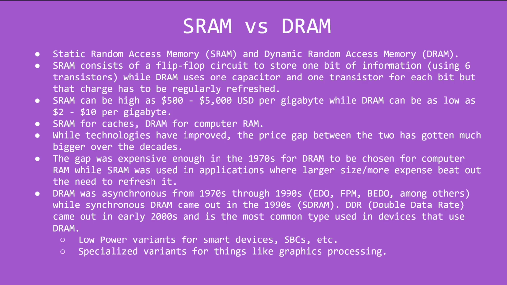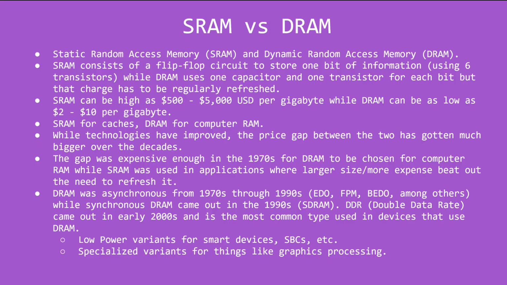SRAM was used in certain applications where the larger size, because it is a bigger circuit, the expense beat out the need to refresh it. If you looked at things like the Altair 8800, it had both SRAM and DRAM RAM boards, because that's actually how you put RAM into an S100 bus, whereas the DRAM would be considerably bigger than the SRAM.